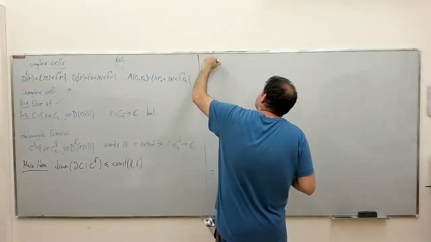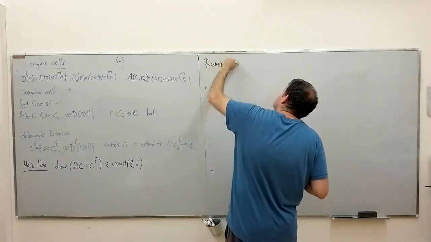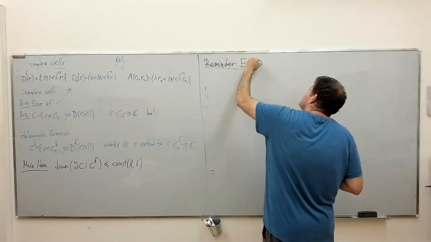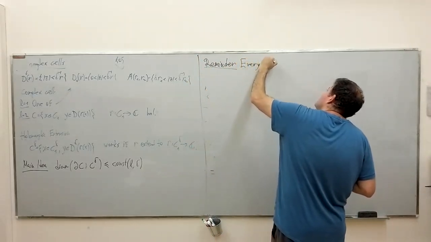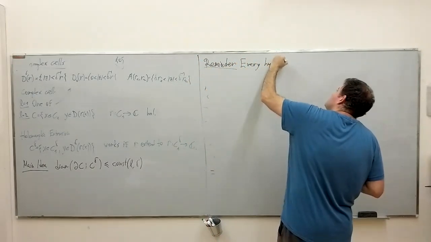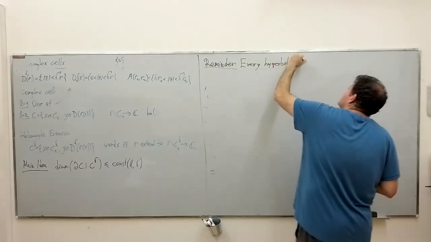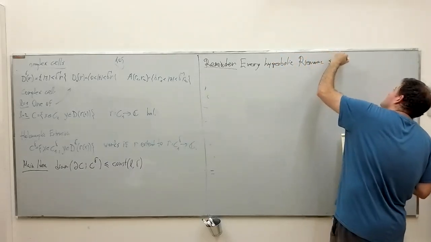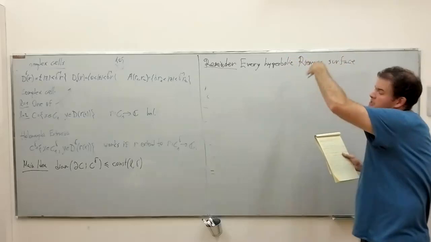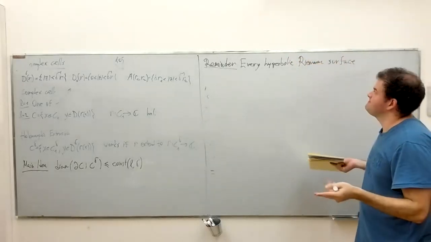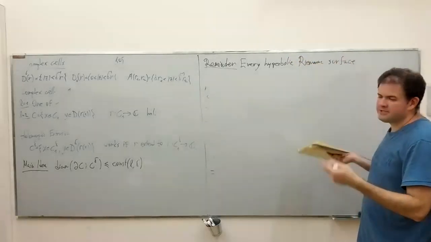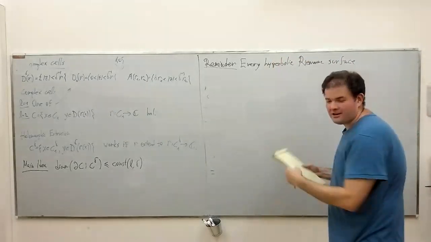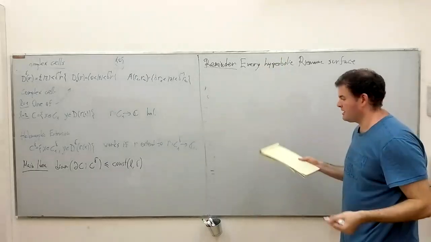So a reminder. Every hyperbolic Riemann surface, so basically every Riemann surface except the things that are uniformized by C or spheres. Okay, so most Riemann surfaces are hyperbolic, and everything that I will talk about will be hyperbolic.